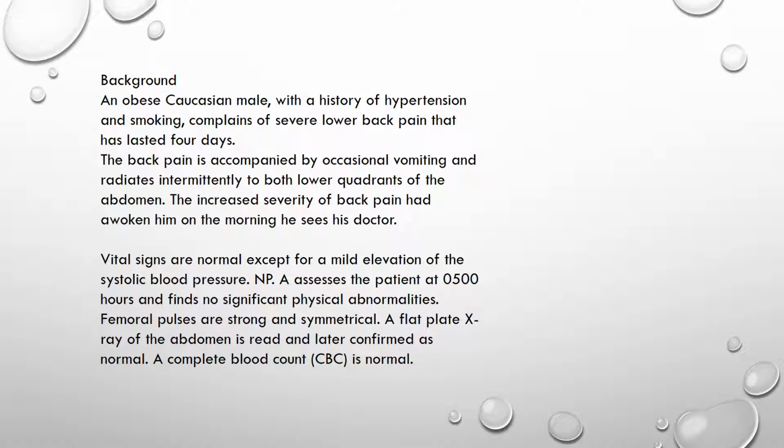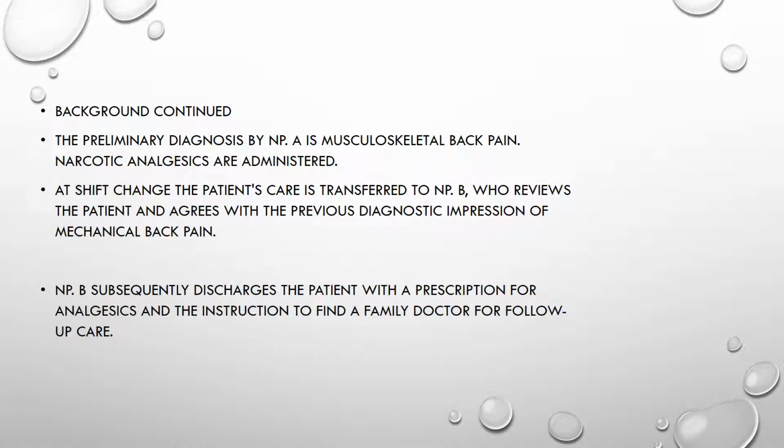Vital signs are normal except a mild elevation of the systolic blood pressure. The assessment of the patient finds no significant physical abnormalities. Femoral pulses are strong and symmetrical. A flat plate X-ray of the abdomen is read and later confirmed as normal, and the CBC is normal. Preliminary diagnosis is musculoskeletal back pain, and narcotic analgesics were administered.